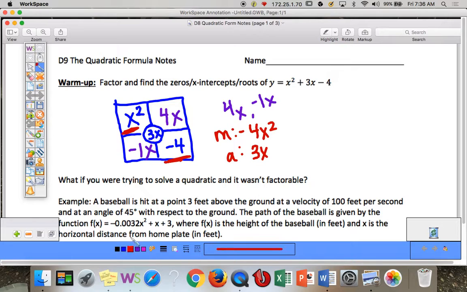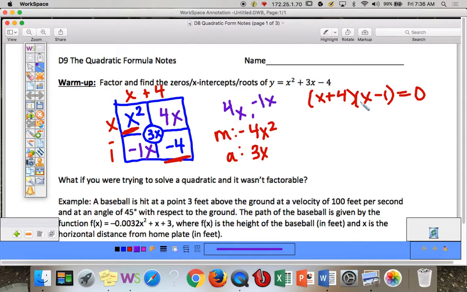Then we get the outside of the box. So what multiplies to x squared? X and x. X times what is 4x? That's plus 4. X times what is negative 1x? That's negative 1. So here's the factored form, x plus 4, x minus 1. The zeros are when these equal 0.